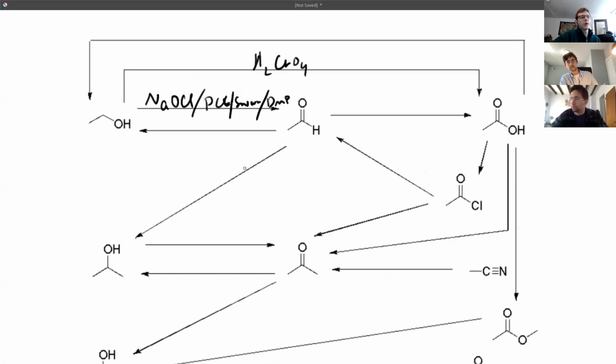And then what about the other way around? Would those be reducing agents that would convert that back? Yeah. Can we just use LiAlH4? Yep. That one's kind of overkill, so we could use a much milder reagent instead. H2, Pd. Oh, can you? Yeah, you could probably do a catalytic hydrogenation on this one.